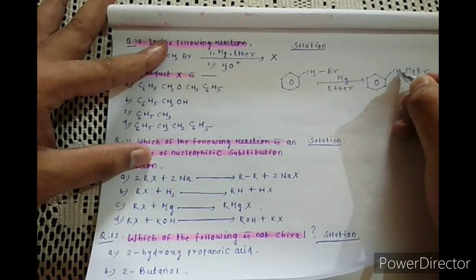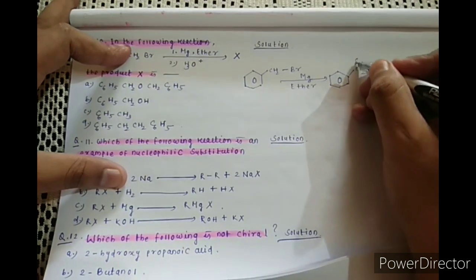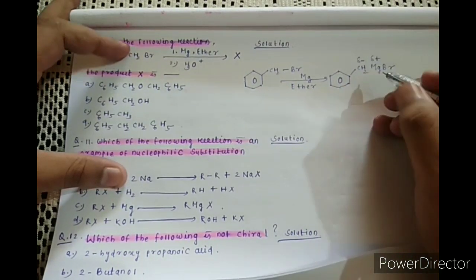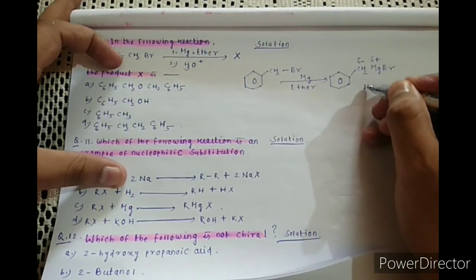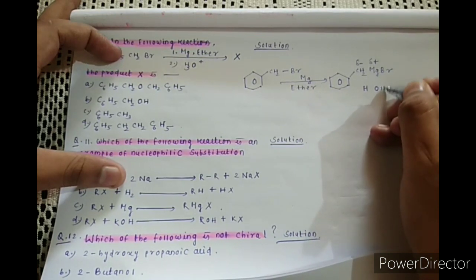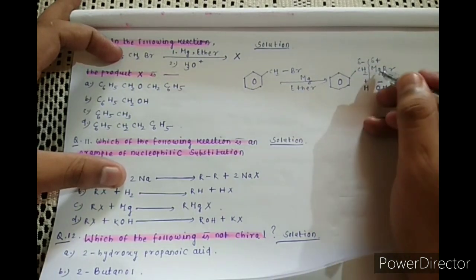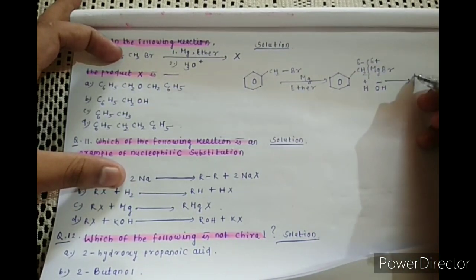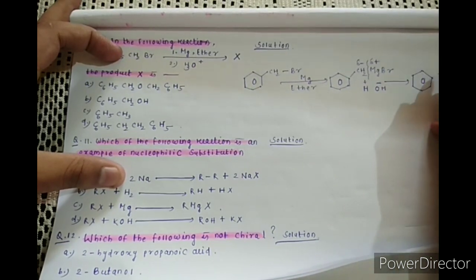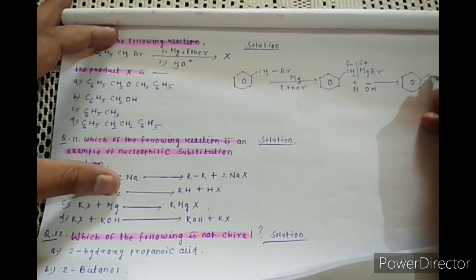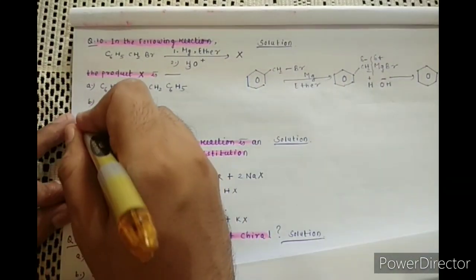Now look here, this carbon magnesium bond is a polar bond. This CH2 is delta minus and this is delta plus. Now when you do hydrolysis, this is H plus and this is OH minus. So there will be cleavage of this bond, and hence it will form C6H5CH2H, which means CH3. Here it will form CH2 and H means this is CH3. This is toluene. So which option is correct? Look, option number C is the correct answer.